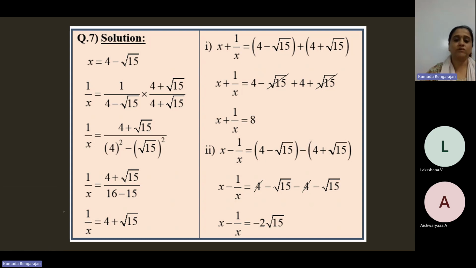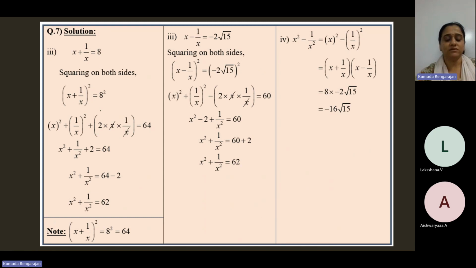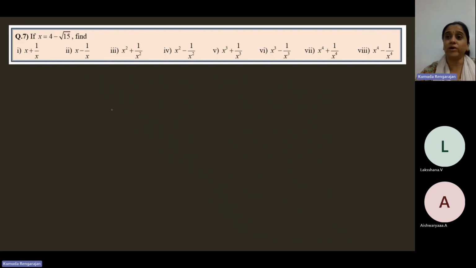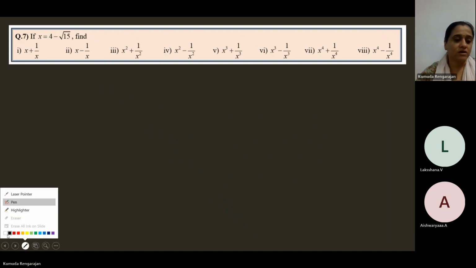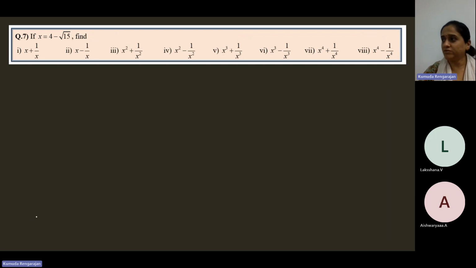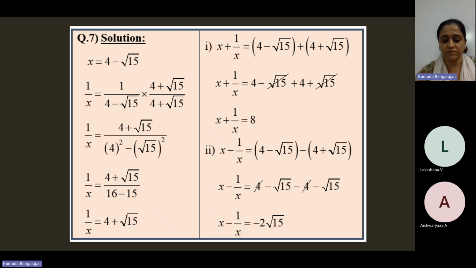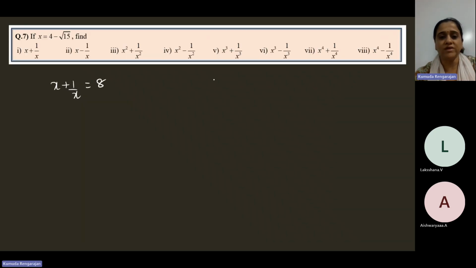So we found the value of x plus 1 by x and x minus 1 by x. Next, x square plus 1 by x square. To find the value of x square plus 1 by x square, listen carefully, you can square x plus 1 by x. What is x plus 1 by x? 8. Okay. What is x minus 1 by x? Minus 2 root 15.